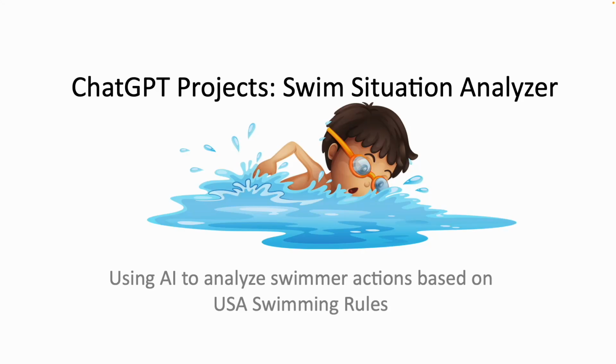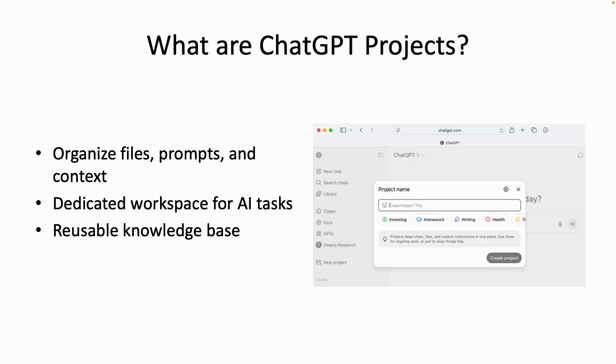Today I'm going to show you how to use ChatGPT's Projects feature to build something really practical. A swim situation analyzer that checks swimmers' actions for legality based on USA Swimming rules. If you ever wondered how AI can help in sports, this demo is going to be a great example. Let's start with a quick explanation.